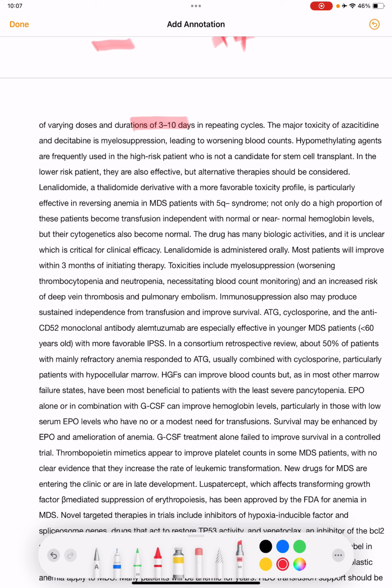The major toxicity of azacitidine and decitabine is myelosuppression. These drugs can also lead to worsening of the blood counts.